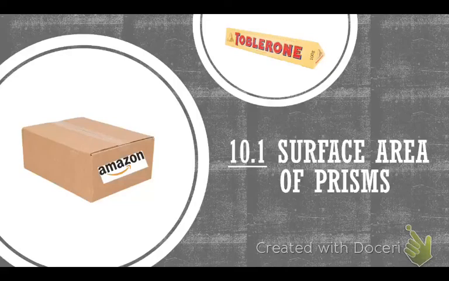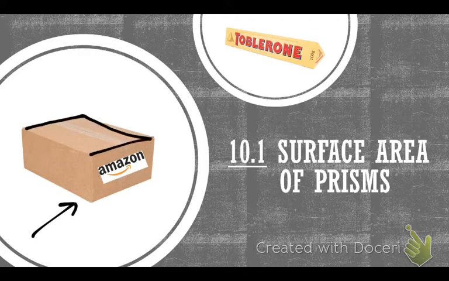All right, so today we are starting a brand new chapter, chapter 10, and it's all about surface area of prisms. How many of you would say you have someone at your house that orders things off Amazon a lot, and you have a lot of those boxes there? Okay. So, guys, what shape is this right here on the top? Rectangle. A rectangle. So we would call that a rectangular prism.